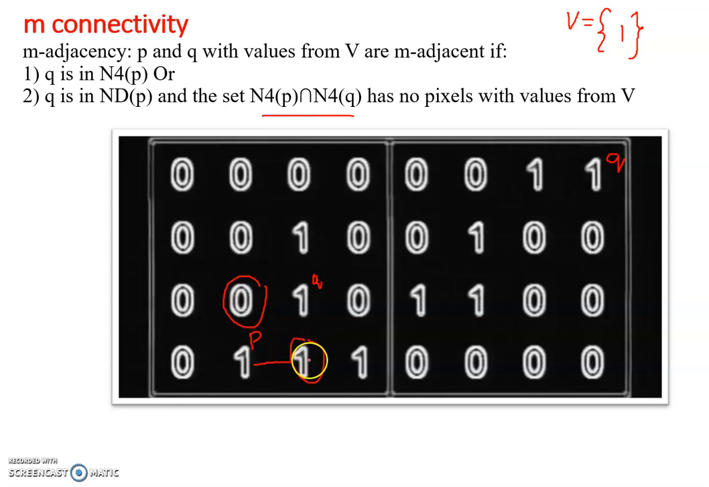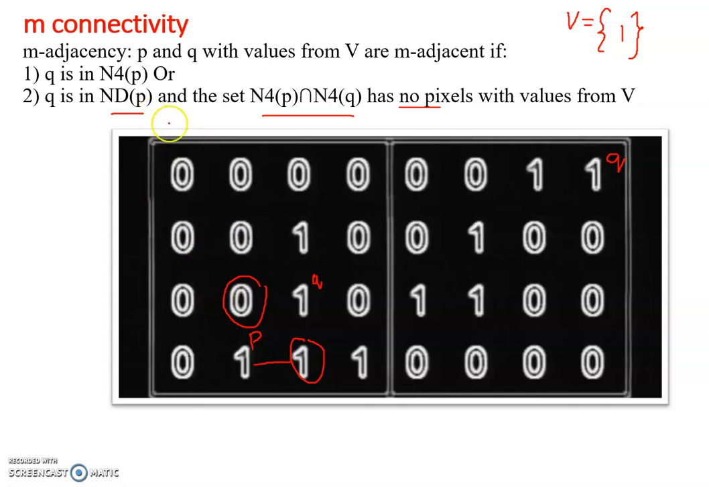Here one pixel is having the value 1. This value 1 means it is from the set V. If it is having no pixels with value from V, you can do the connection. But here the intersection is having a value from set V. If this was 0, I could do the connection from P to Q. But this was not 0, it is having the value 1, from set V. So I cannot do a connection from this P to this Q. I cannot do the diagonal connection.